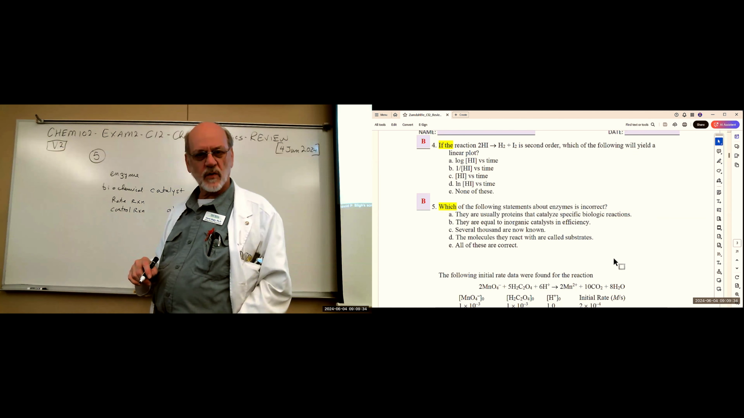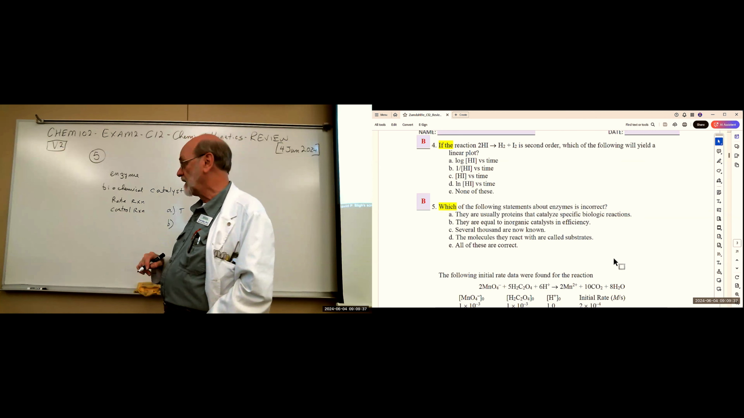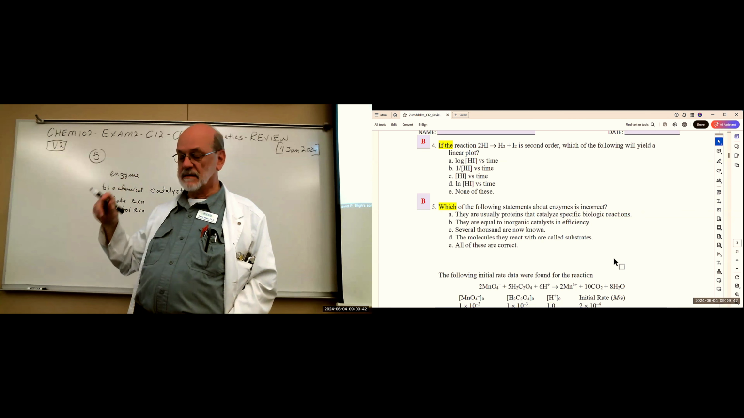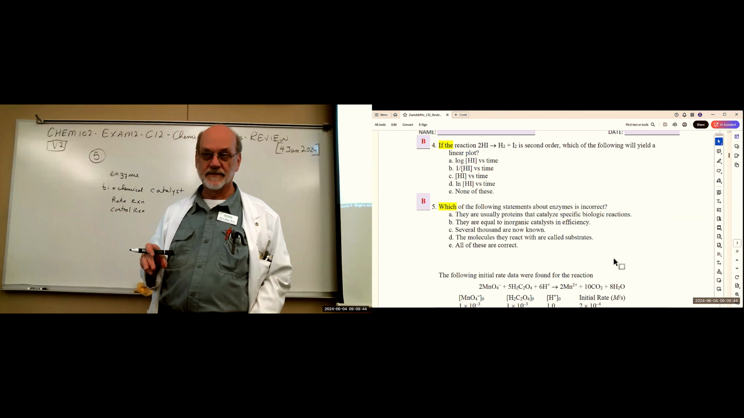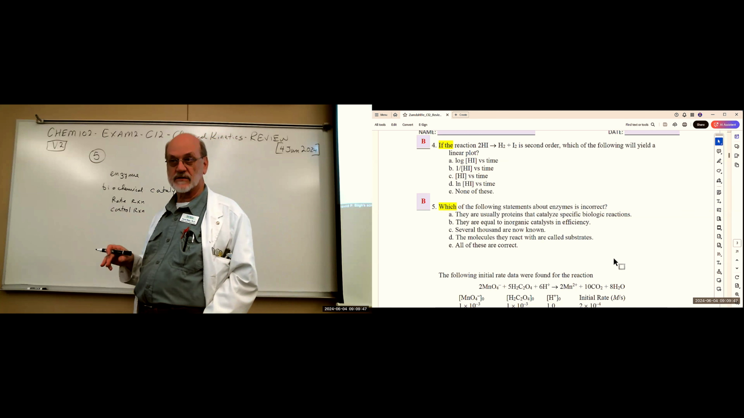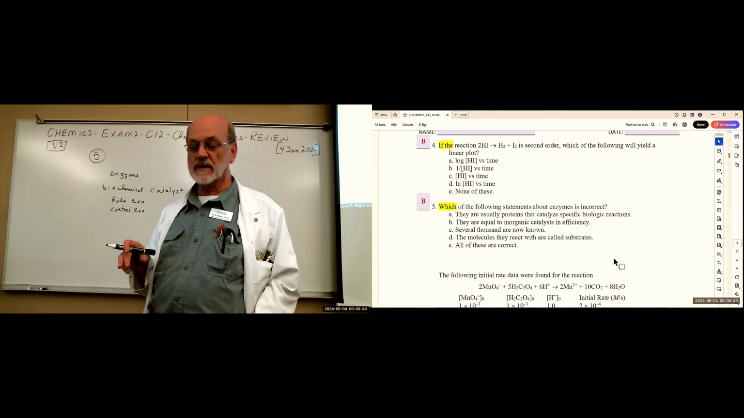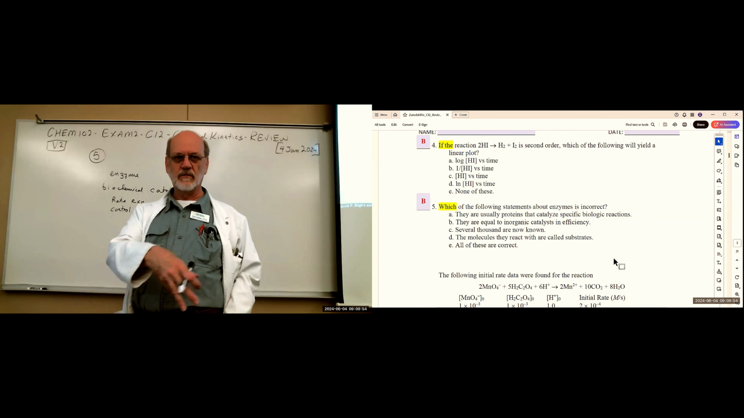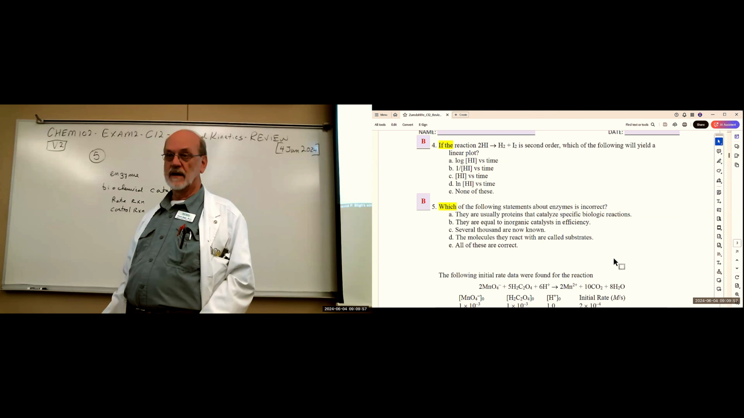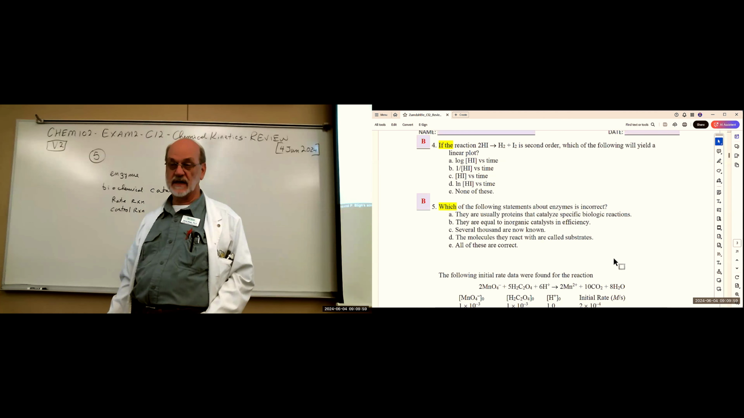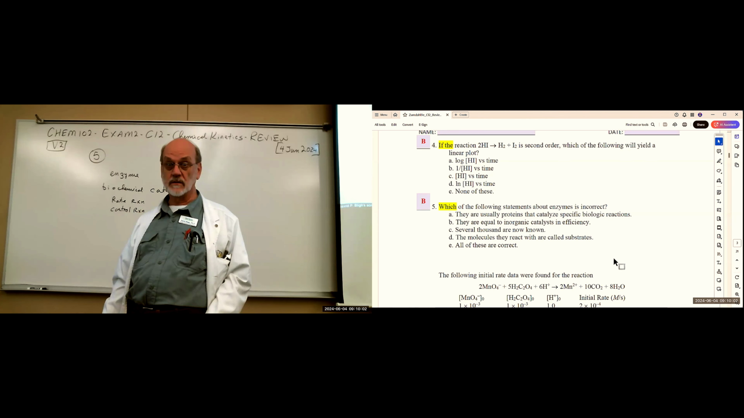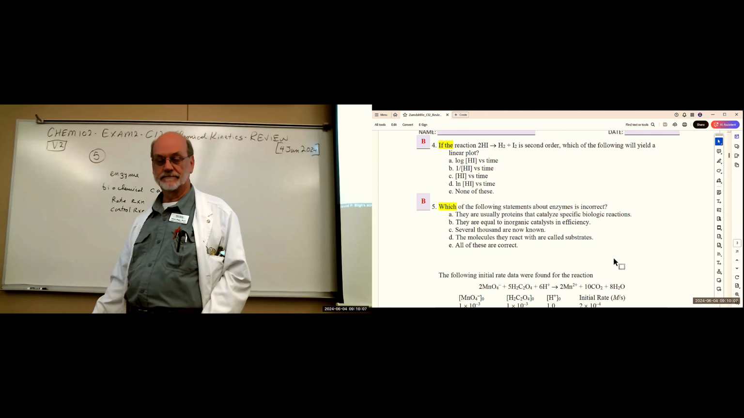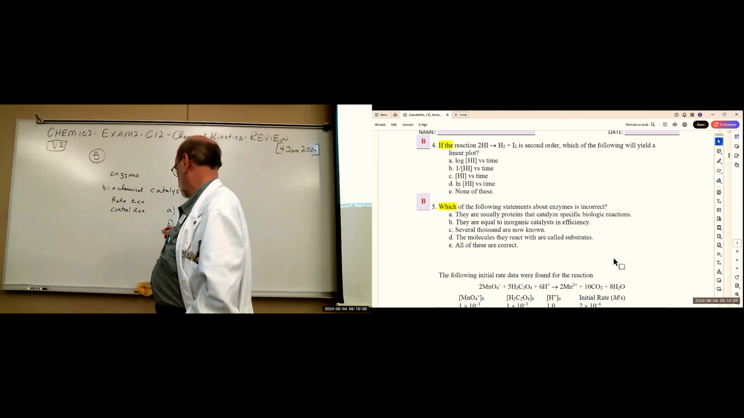B, they are equal in efficiency to inorganic catalysts. That's false. Enzymes are orders of magnitude more efficient than inorganic catalysts. Much, much more efficient. You may have to put 10–20% catalyst in the reaction mixture to get an inorganic reaction to go, and just a fraction of a percent enzyme will make the reaction go. I mean, it'll happen like that. So B is the false one.